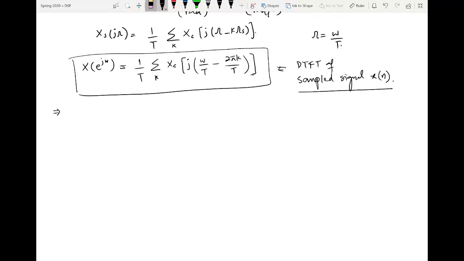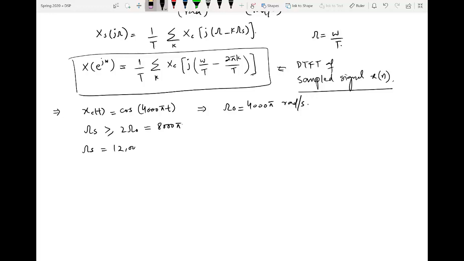Now we take the same cosine which was already defined. Here we take a specific value of omega naught. Let us take it as cos 4000 pi t, so omega naught equals 4000 pi radians per second. Now we have to take omega s. In order to avoid aliasing, we have to take omega s greater than or equal to 2 omega naught. 2 omega naught here is equal to 8000 pi. To be on the safe side, we select omega s as 12,000 pi radians per second.